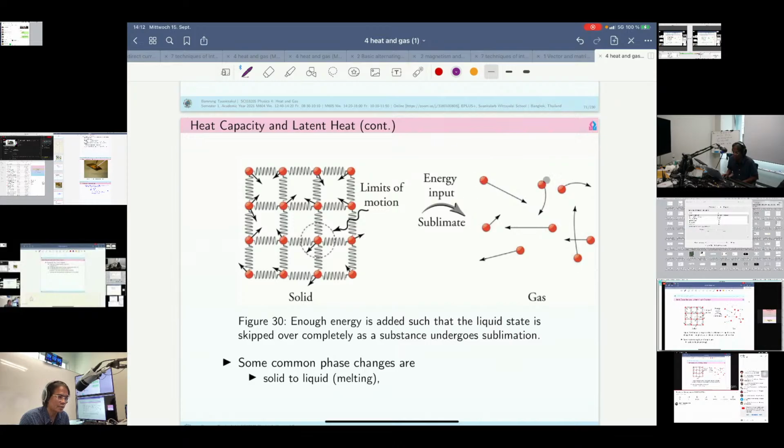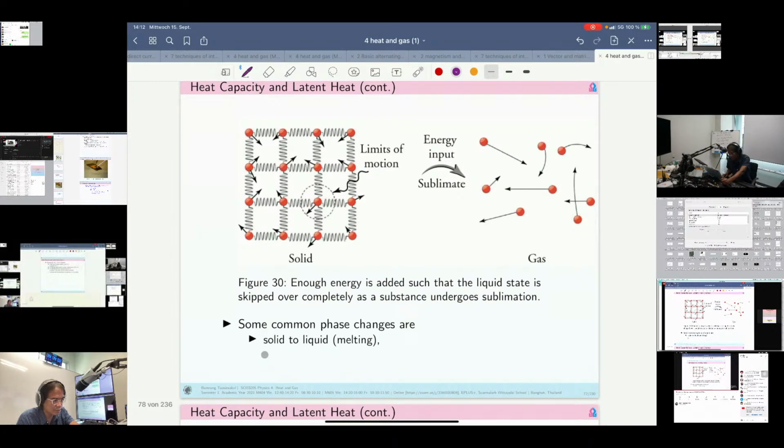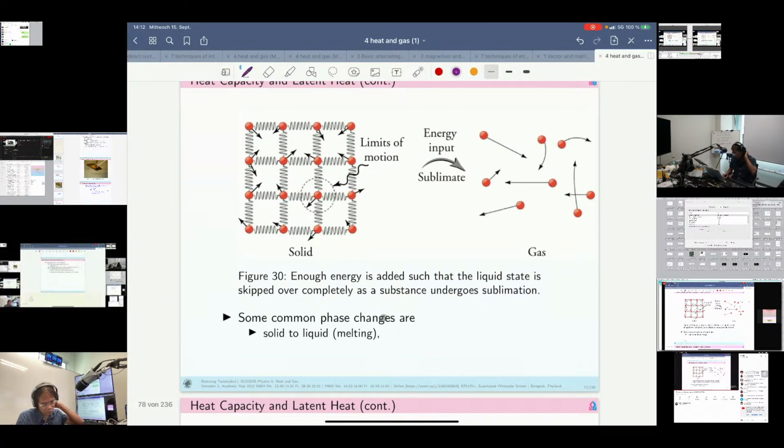Gas phase, okay? The molecules can be completely separated and can move easily and freely in the gas state. And this is called sublimation, the sublimating process. Some common phase changes are solid to liquid, which is called melting.